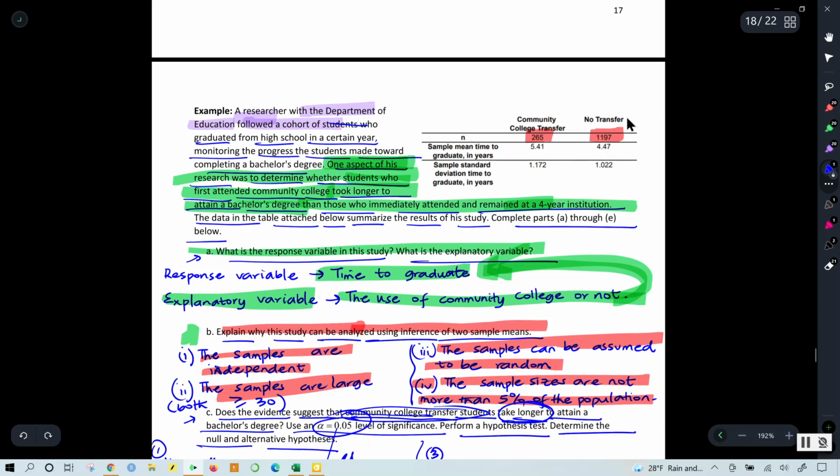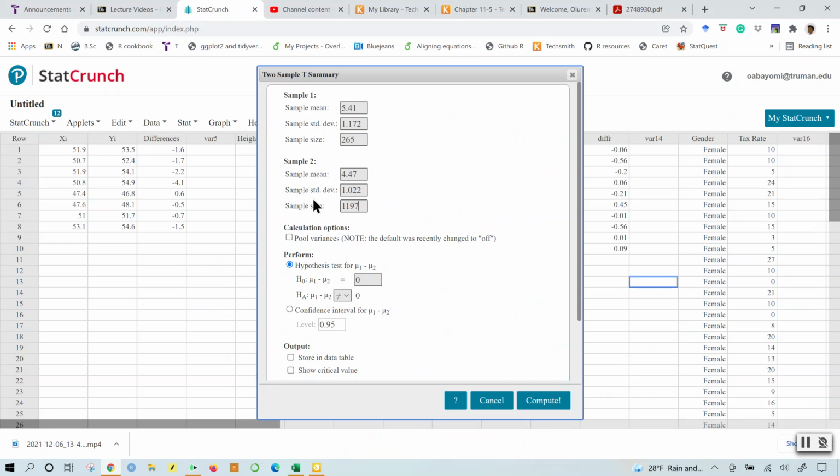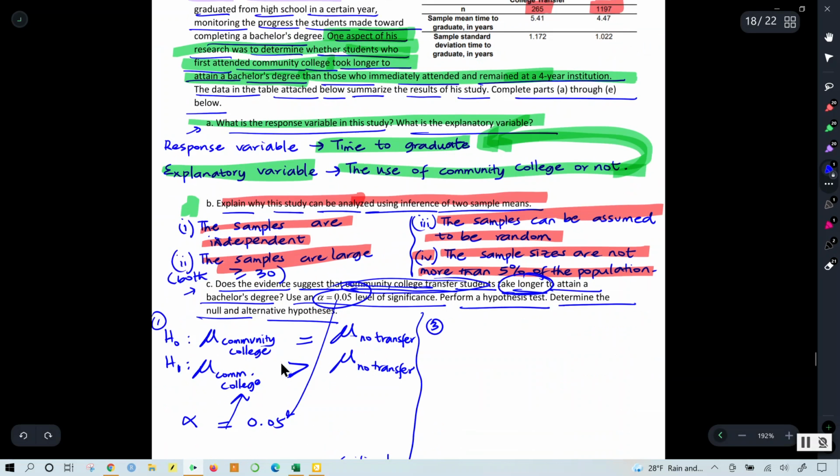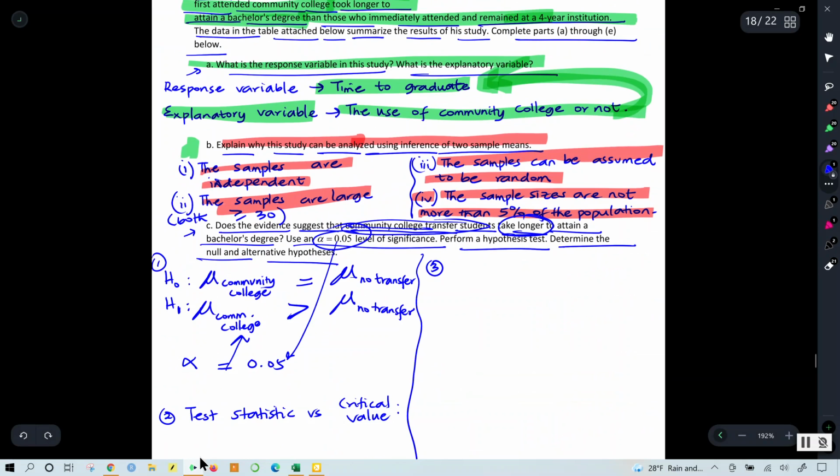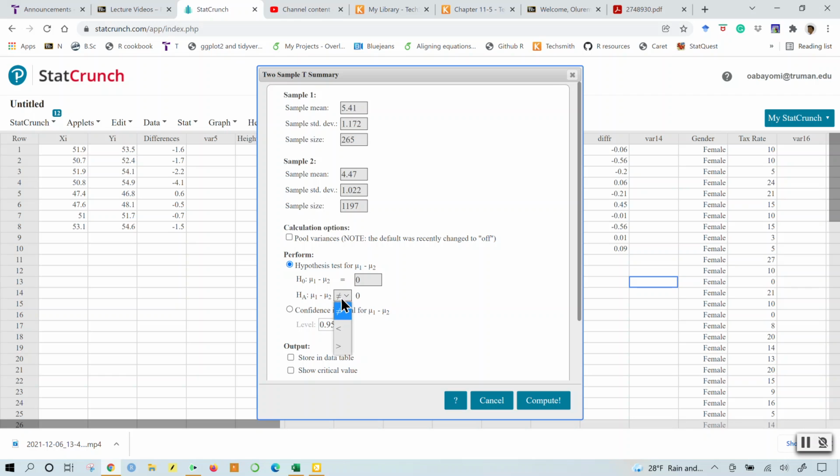And for students who are not transferring, because they've always been in the 4-year institution, here are their values. So I also keyed that in for the second sample. Then I need to indicate that I want to perform a hypothesis test, and the direction of my alternative hypothesis. Let us check that. It should be greater than. So I need to alter that. So I'm going to go back and alter that to greater than.